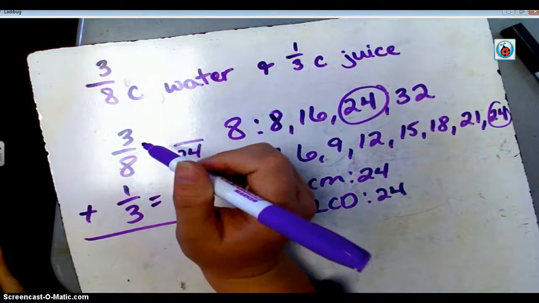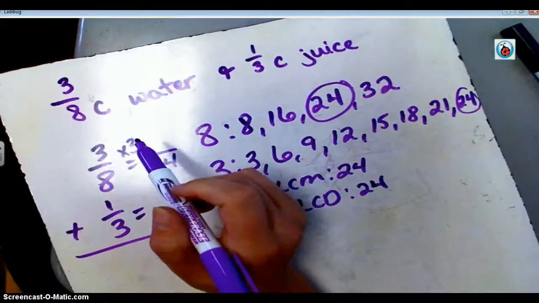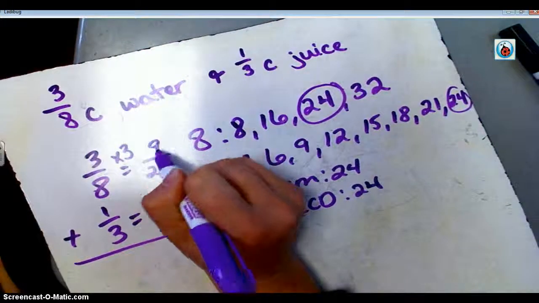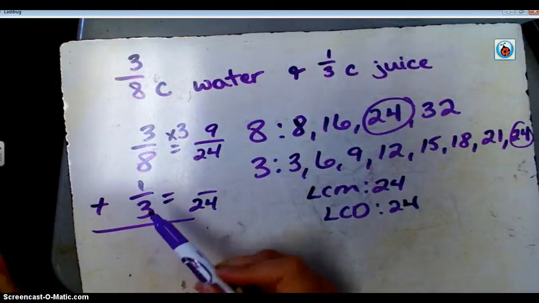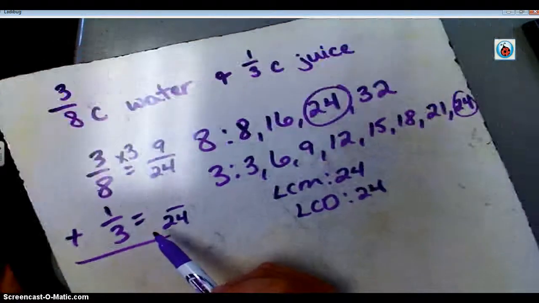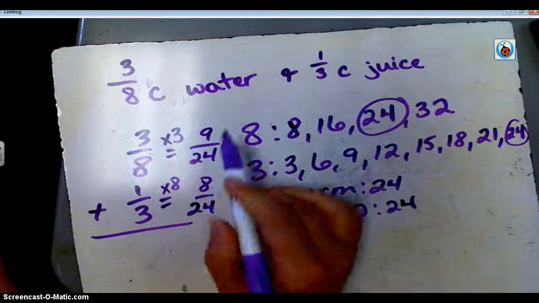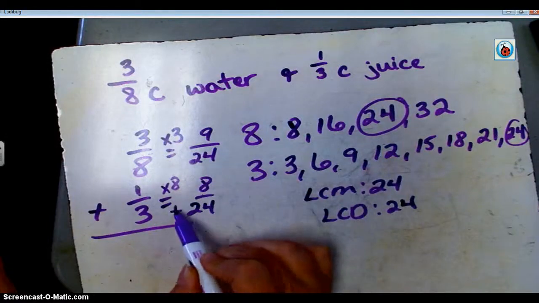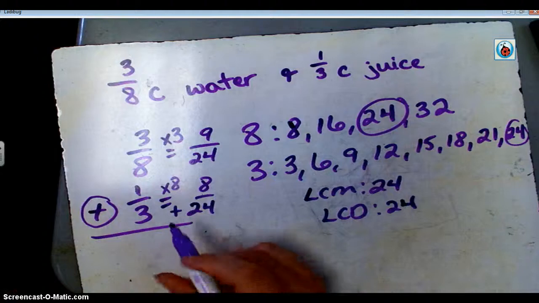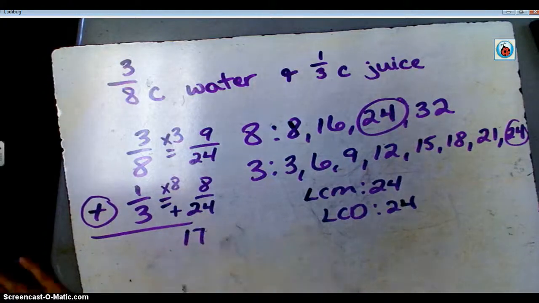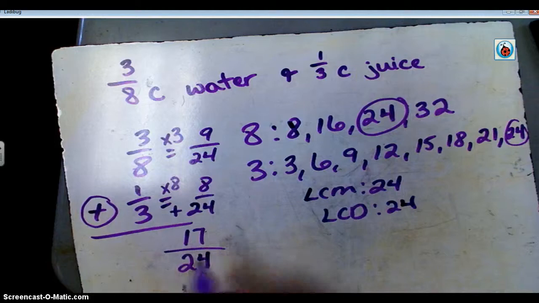I don't add the 3 to the 3. Multiply. So 3 times 3 is? 9. What about down here? 3 times 8 equals 24. So 1 times 8 equals 8. 9 plus, remember, we were adding. 9 plus 8 equals? 17. Now you put your denominator, 24.